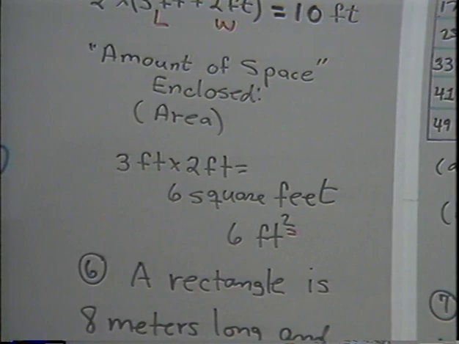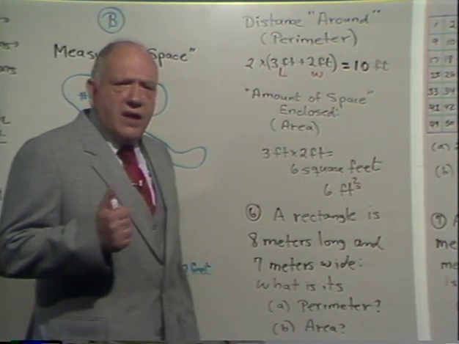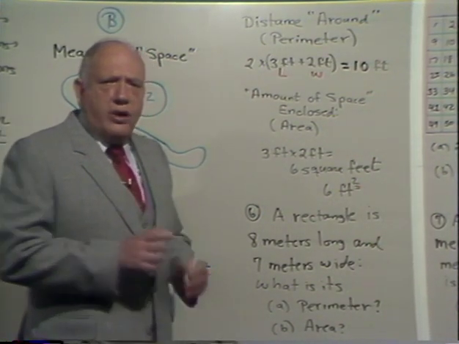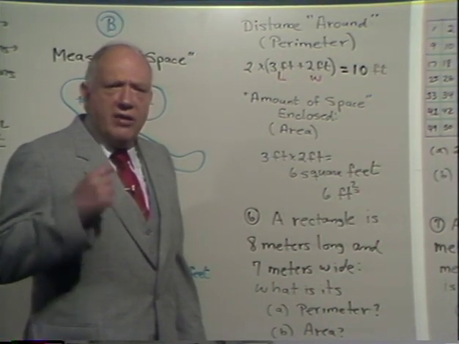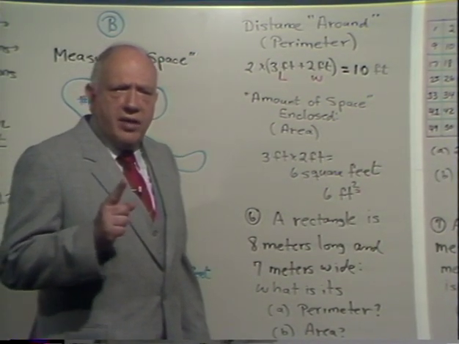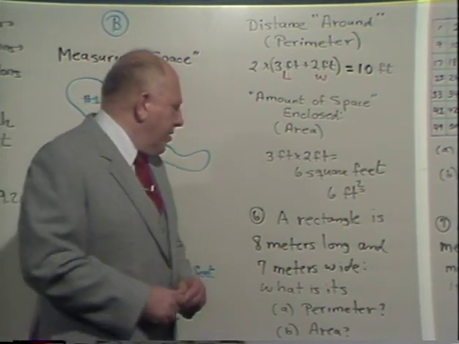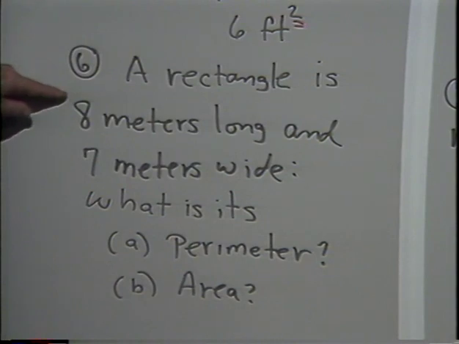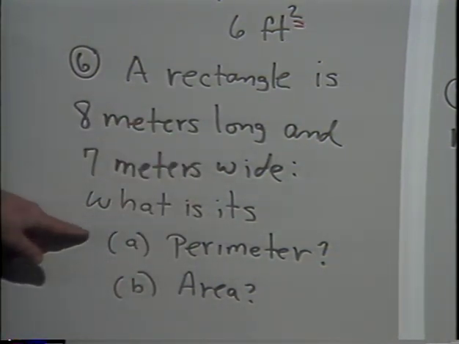Well, let's review this by doing a couple of problems that we haven't done yet. And notice again, for those of you who are afraid of the metric system and stuff like this, who cares whether you're measuring in feet or in yards or in meters or in centimeters? The principle is going to be the same. I deliberately switched to meters just to show you that nothing dramatic happens here. I say a rectangle is 8 meters long and 7 meters wide. What is its perimeter? And what does perimeter mean? The distance around. And part B says, what is the area?